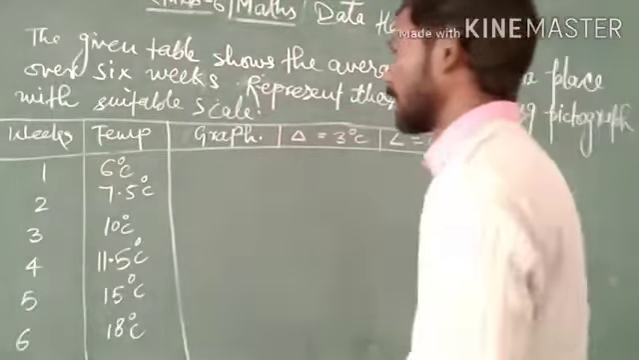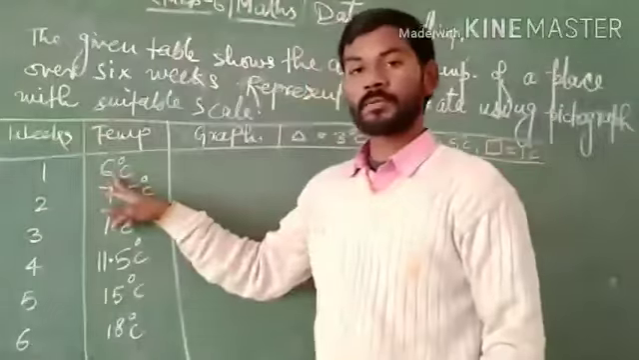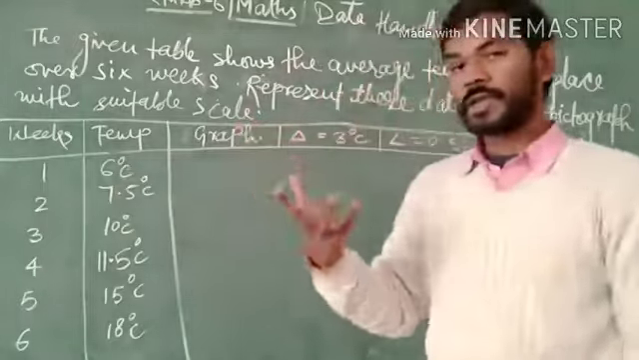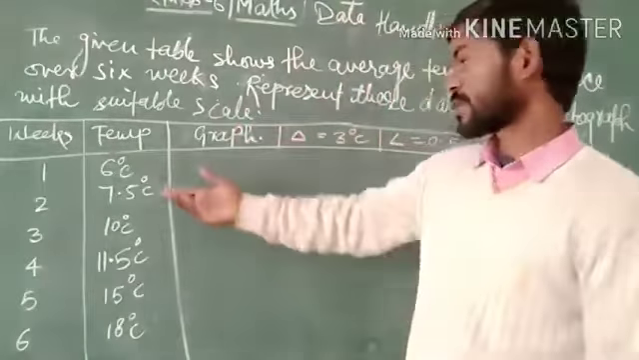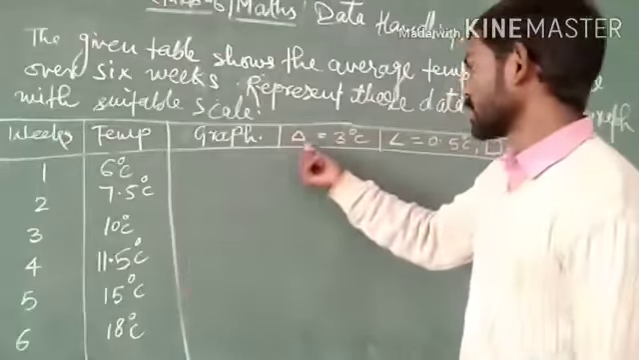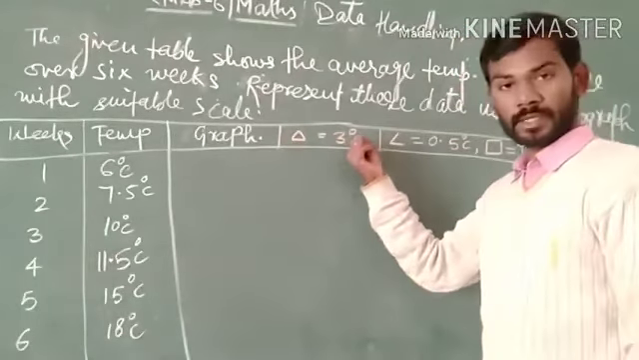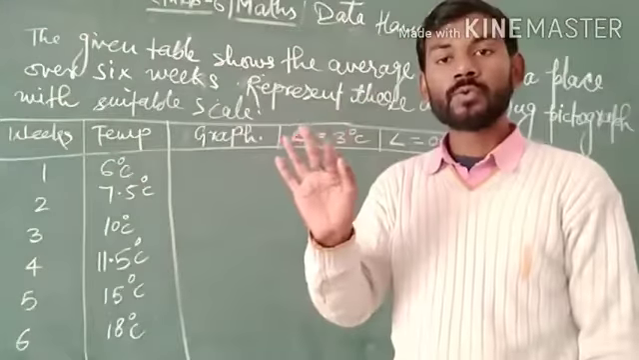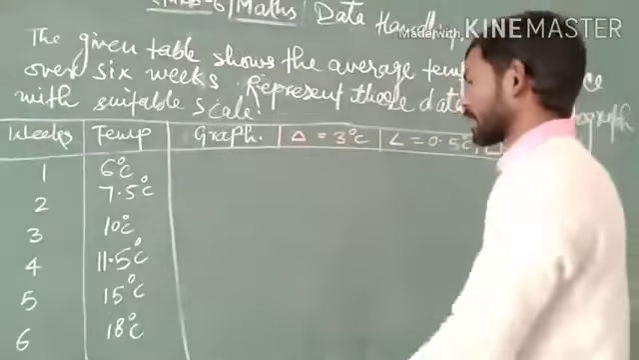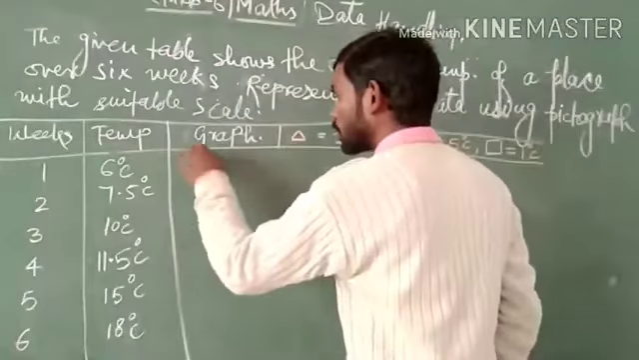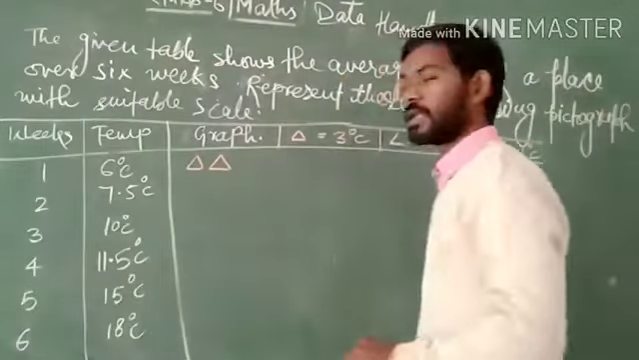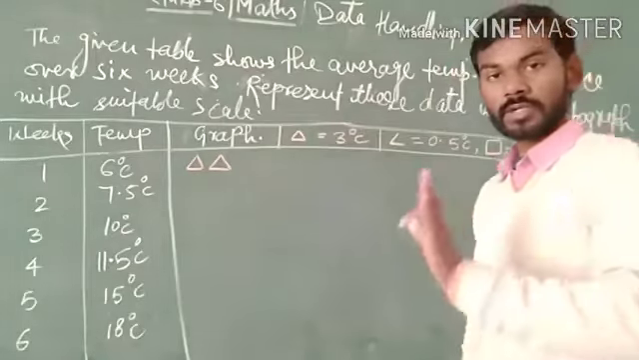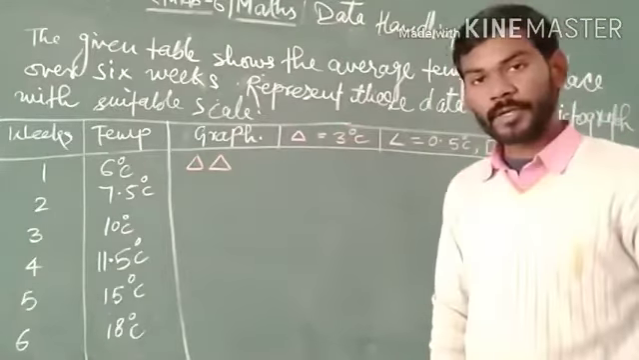Okay, so let's see. In the first week, the temperature was 6 degrees centigrade. So just tell me how many triangles are required to represent 6 degrees centigrade. Since one triangle is equal to 3 degrees centigrade, we need only two triangles to represent this. Therefore here we draw two triangles, and these two triangles will represent 6 degrees centigrade. Okay, student. So I hope the first step is clear.